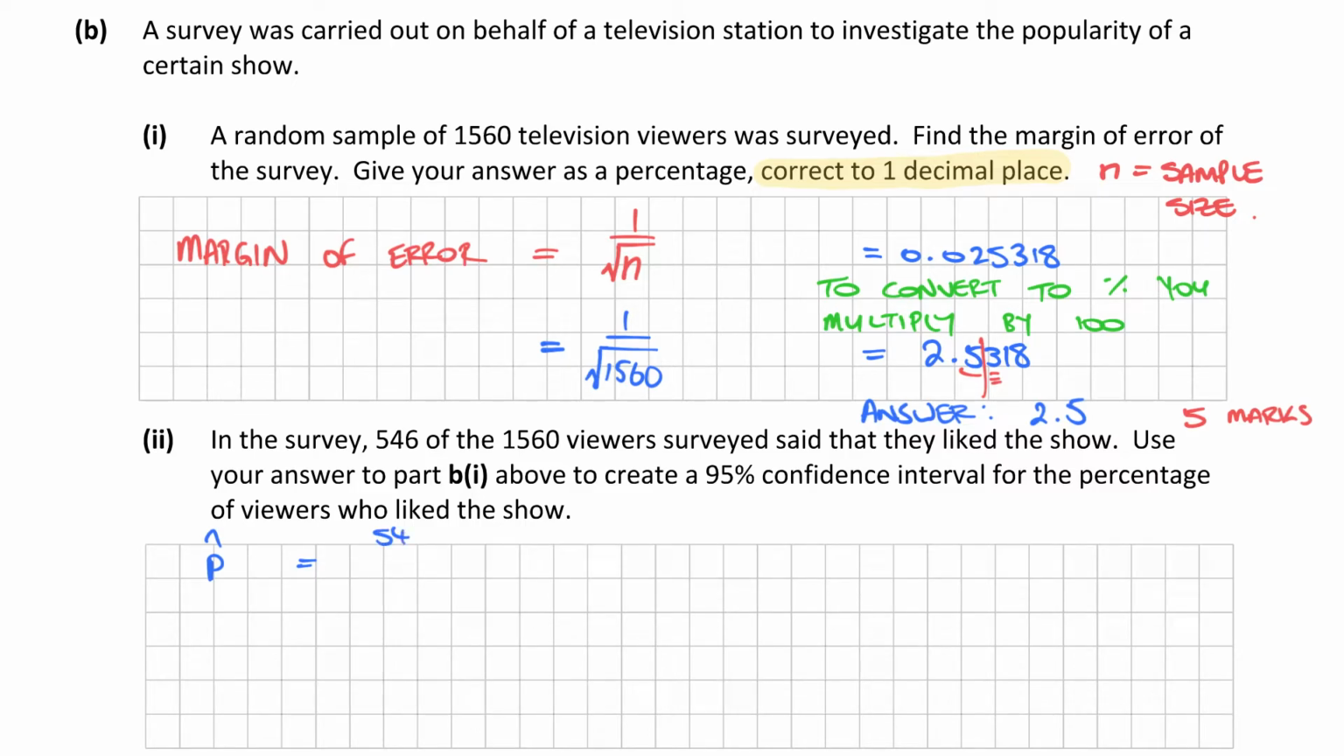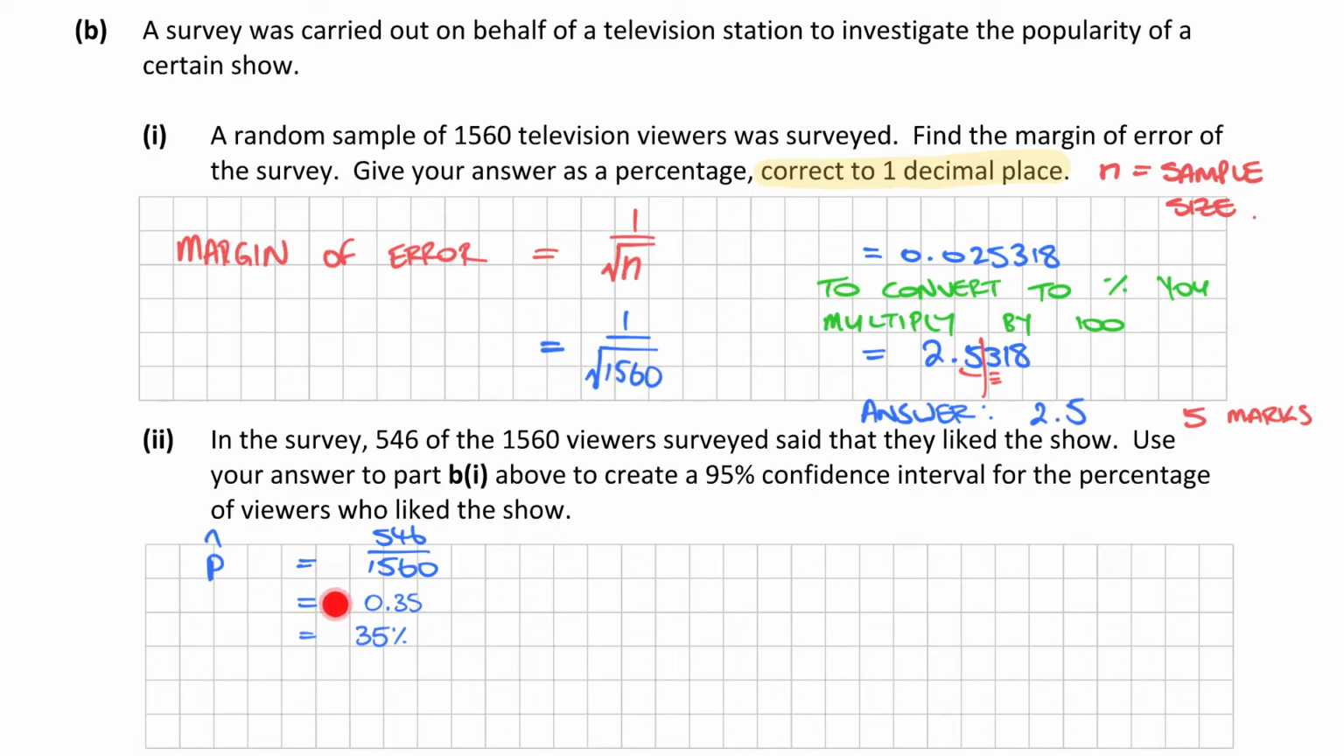That's 546 out of 1,560. So that's our sample proportion. You can see from that it suggests that approximately a third of the viewers liked the TV program, whatever it was that they were testing. What you need to do is convert that to decimal. So if we type that into the calculator, we'll end up with 0.35, and if we were to write that as a percentage, it would be equal to 35%.